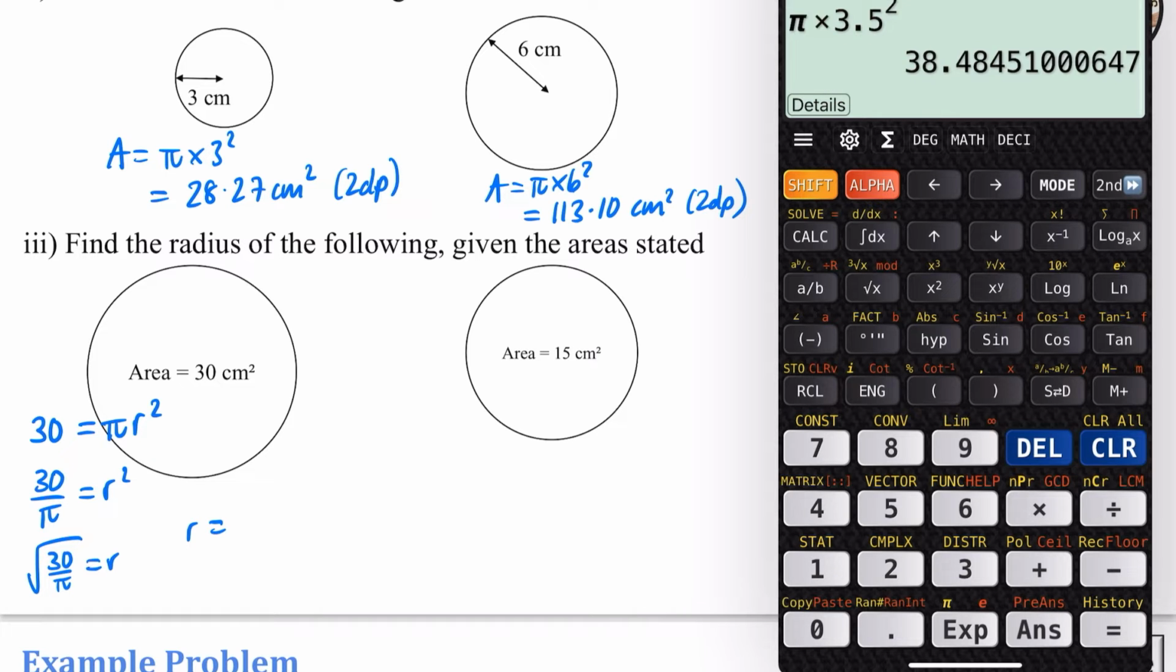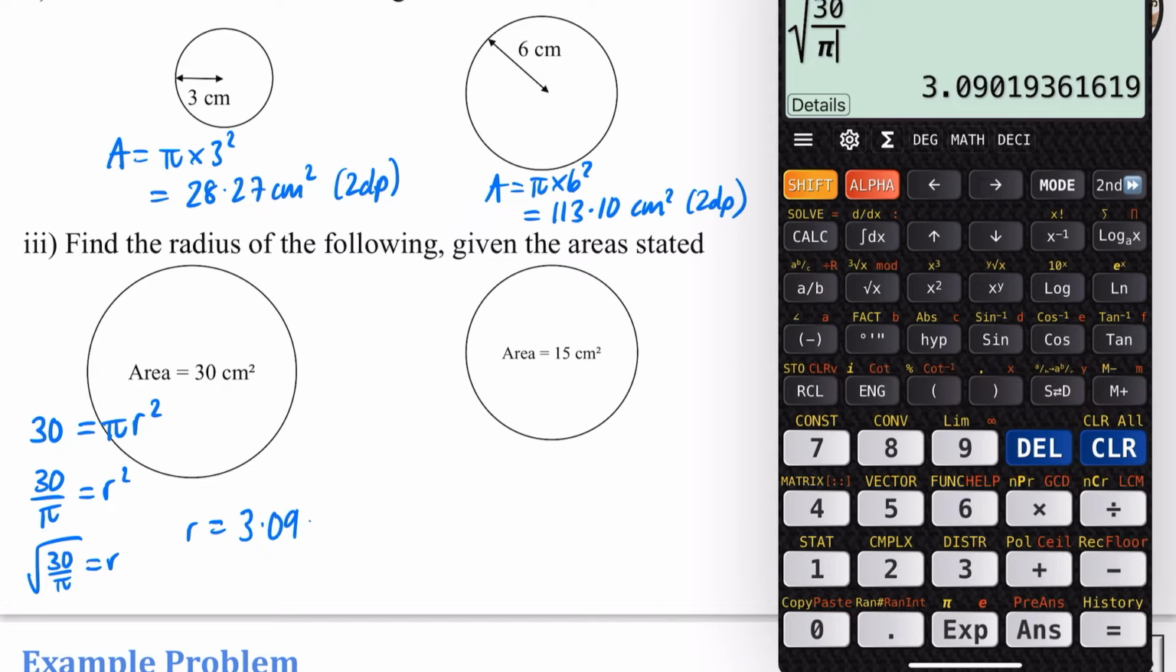I'm going to do the square root of 30 over pi. And so the radius is going to be 3.09 centimetres to 2 decimal places.